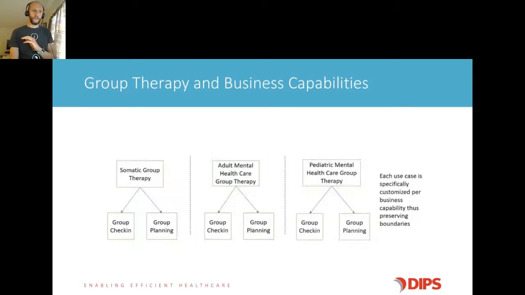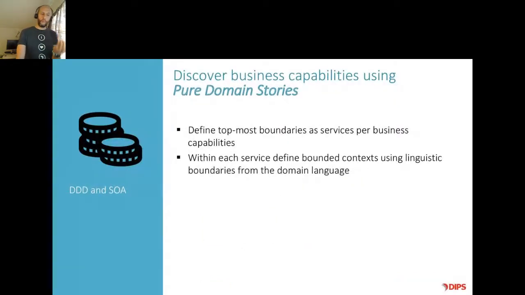So the alternative to this is to denote the business capability, or denote services, as the topmost level of boundaries based on business capability, and then each use case is implemented within each boundary, within each business capability. So somatic group therapy will get their own group check-in and group planning, and the same goes for adult mental health care and pediatric mental health care. This way, we really achieve low coupling. So combining domain-driven design and SOA is definitely possible.